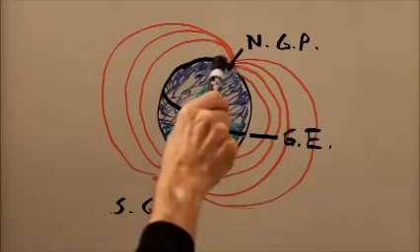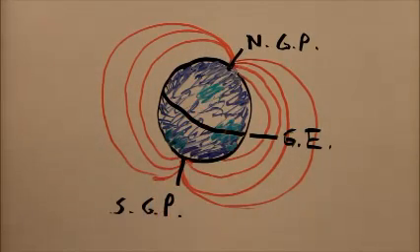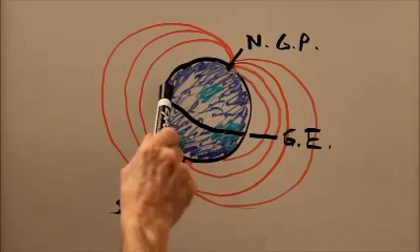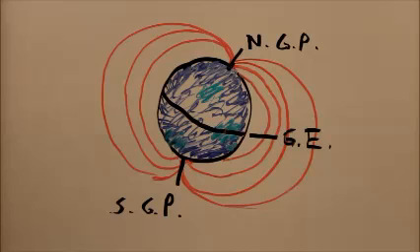This is the Earth, the North Geomagnetic Pole and the South Geomagnetic Pole. Remember that those don't exactly correspond to the geographic poles, they're a little different. The geomagnetic equator runs around the Earth at points equidistant from the geomagnetic poles.